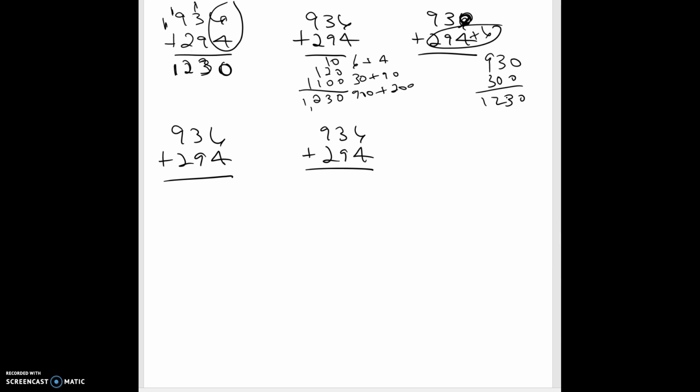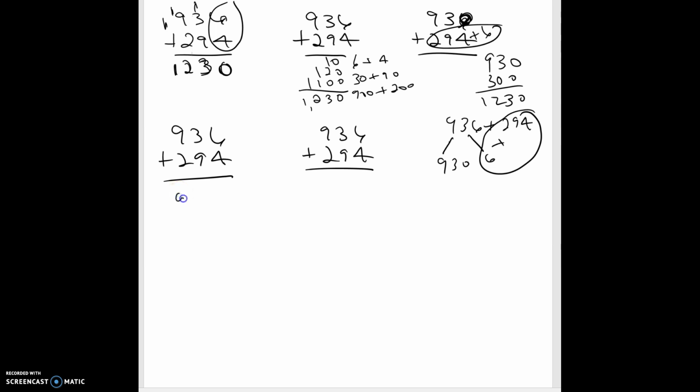You might see people rewriting it, breaking it up with a line, like 930, and then the 6, and then doing this kind of thing to show that. But again, the idea there is they're breaking apart the numbers and just moving some of the value around.